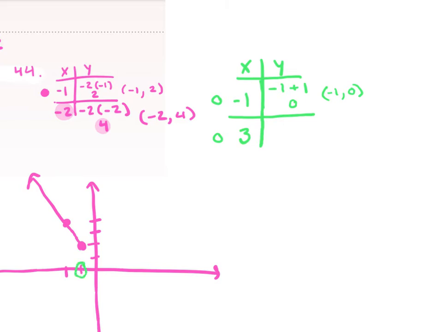Next we plug in 3. So we have 3 plus 1. What's 3 plus 1? 4. So what's our point here? 3, 4. So we go to the right 3 and up 4. Put an open circle here.